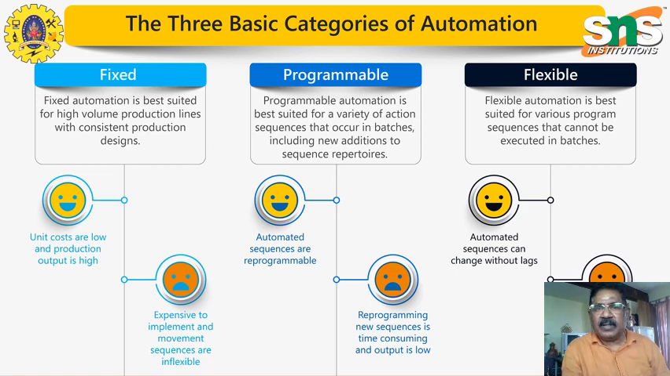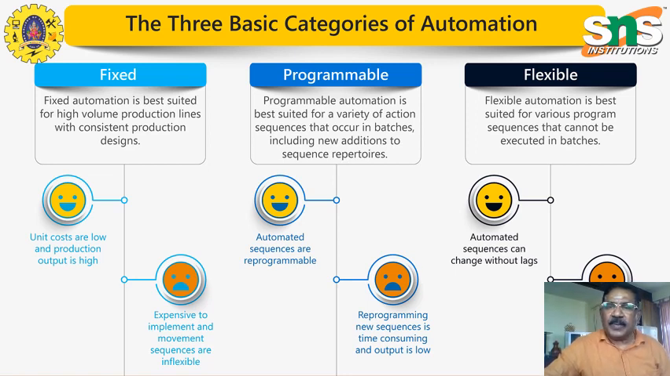Programmable automation is best suited where a variety of actions has to be conducted, and it occurs in batches, including new additions of sequence or repetitions. Automated sequences are reprogrammable, just like our CNC machine. Reprogramming a new sequence is time consuming and the output is low, but it will cater to different kinds of products compared to the fixed one.